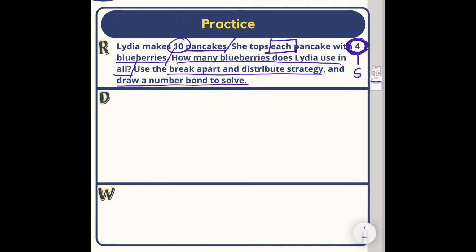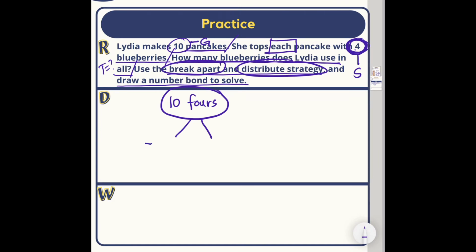So this will be my size. Now, how many pancakes do we have? We have 10. So this is my group. We don't know how many blueberries Lydia used, so that is going to be our unknown. We say that there are 10 pancakes and each pancake has 4 blueberries. So we can write that as 10 fours. Now to break it apart, it's easy because we can make 5 fours on this side and the other side is another 5 fours.